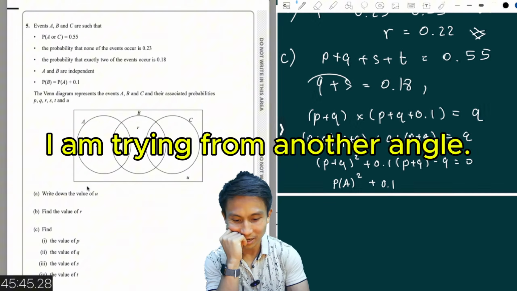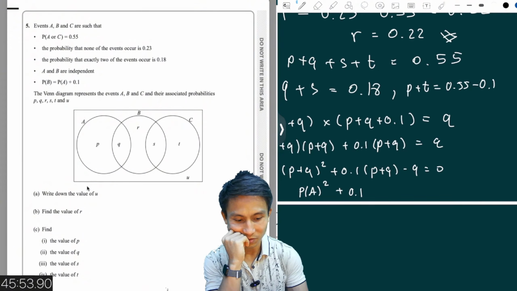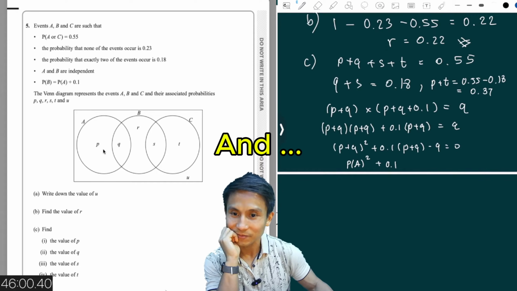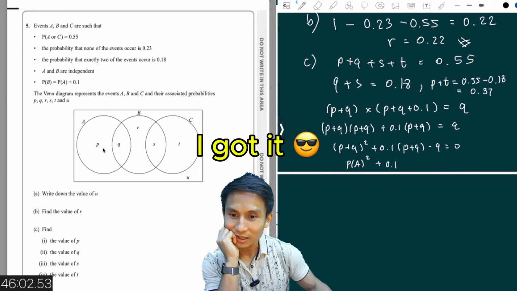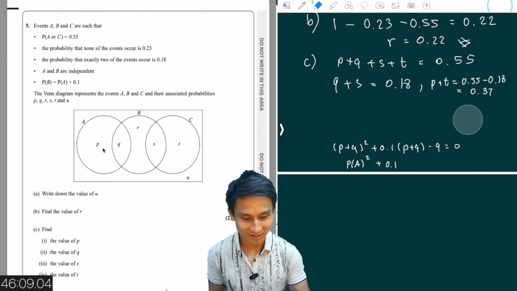So, okay, let's subtract Q plus S from this. We get P plus T to be 0.55 minus 0.18. That is just 0.37. That's just P plus T. Oh, wait. Okay, I got something.